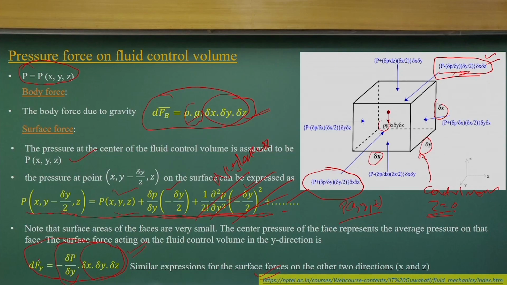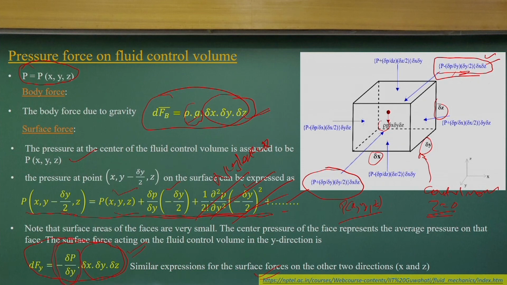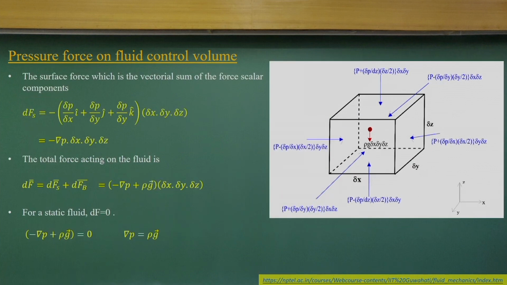So, what I am talking about is that the force components acting along the y direction because of the pressures can be obtained as a pressure gradient times delta x delta y delta z, which is the volume of the control volume. In a similar way we can derive the force components due to the pressures in the x and z directions respectively. If I do that, I can write it in vector form this way. This is the force component along the x direction, this is the force component along the y direction, and this is the force component acting in the z direction.